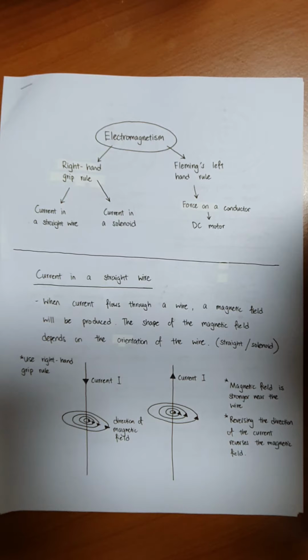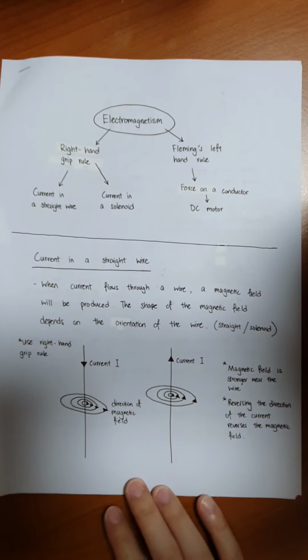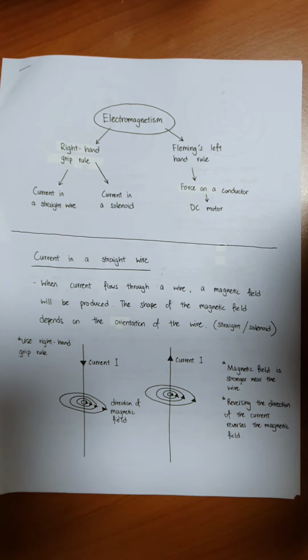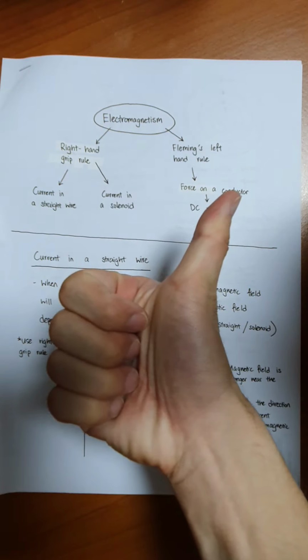Okay, so let's look at current in a straight wire first. When current flows through a wire, a magnetic field will be produced, and this applies to all sorts of wires. The shape of the magnetic field really depends on the orientation of the wire, whether the wire is in a straight line or in a solenoid type. So what is a solenoid? It is basically like electromagnets, when the wire is curled around something. Yeah, that's a solenoid. Okay, so it follows our right hand grip rule.